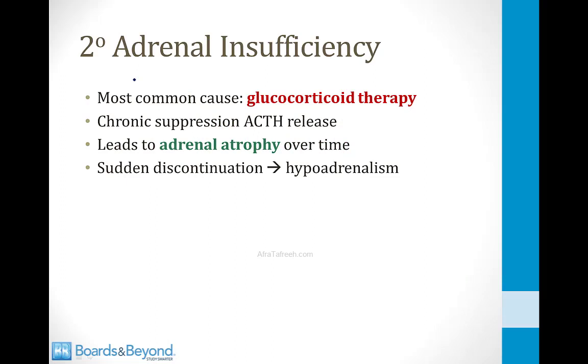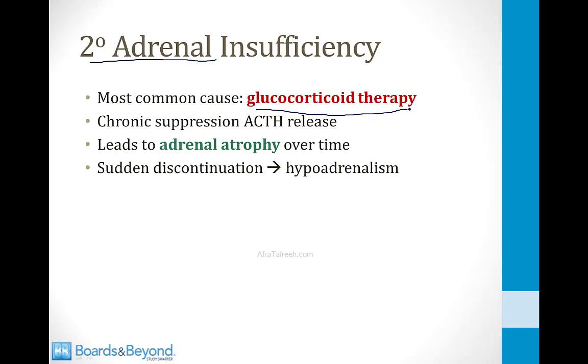On the last two slides, I've been describing causes of primary adrenal insufficiency where the problem lies in the adrenal cortex, but now let's talk about causes of secondary adrenal insufficiency. And in these disorders, the problem lies in the pituitary. It is not secreting enough ACTH to maintain cortisol production. The most common cause of secondary adrenal insufficiency is glucocorticoid therapy.